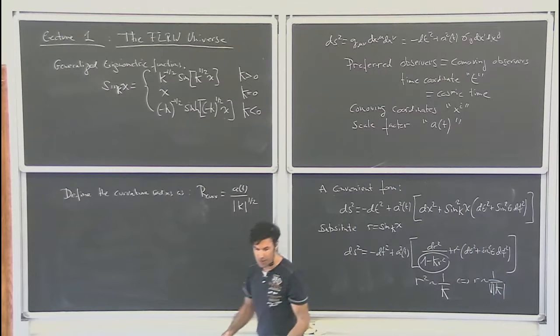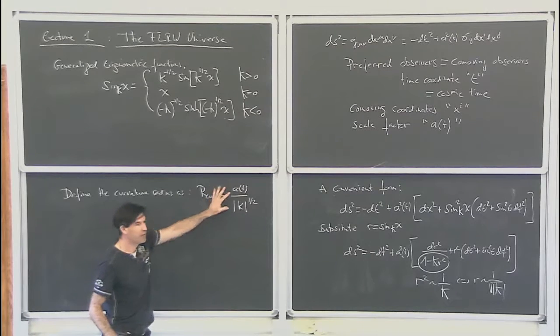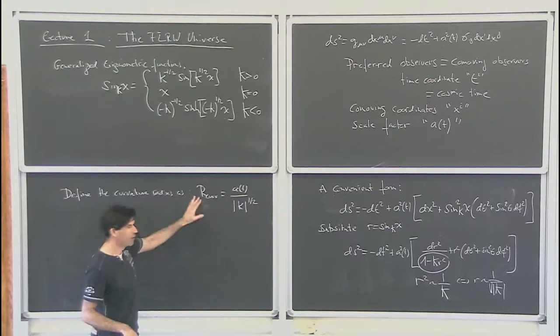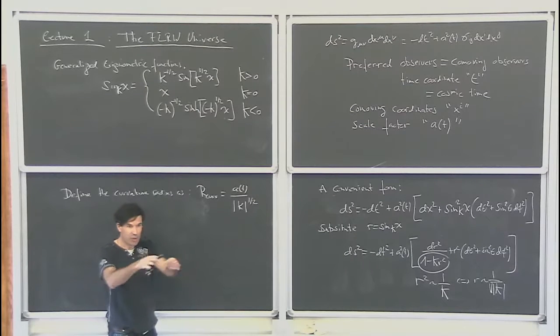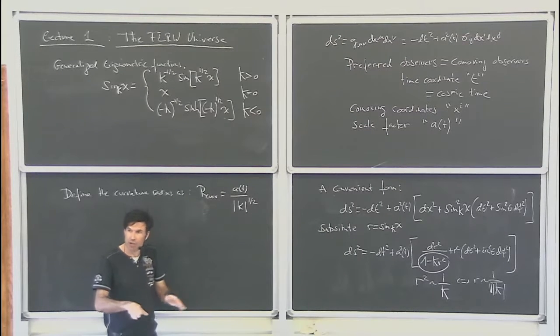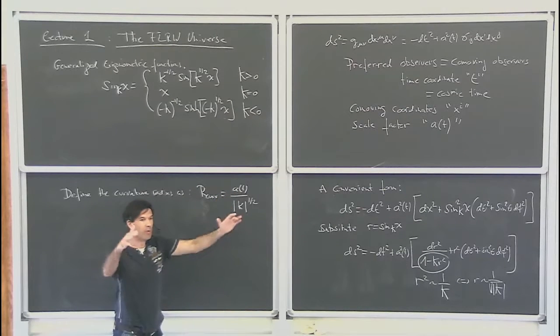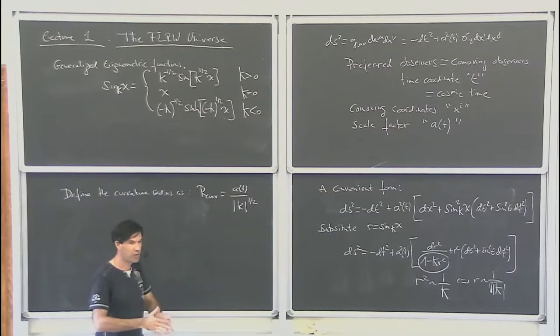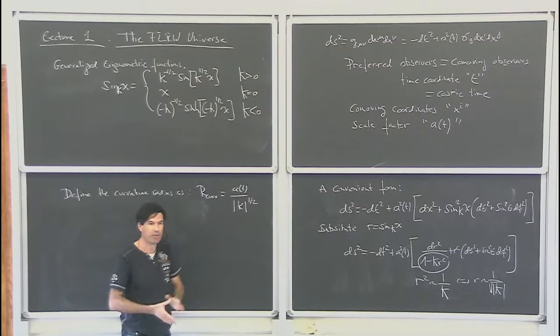Okay, so then you see, because A of t might change with time, the curvature will actually change with time. The curvature of these three-dimensional hypersurfaces of constant time will change with time. If you have an expanding universe, the scale factor A of t will grow, and so the radius of curvature becomes bigger, which means that the curvature actually becomes less important, becomes weaker. Okay?